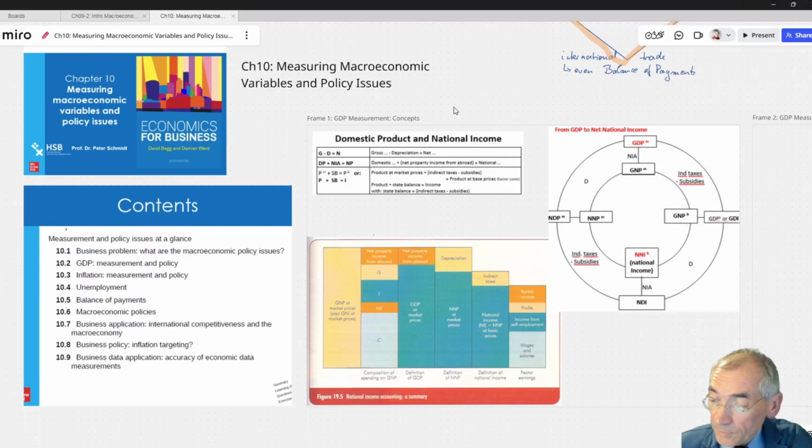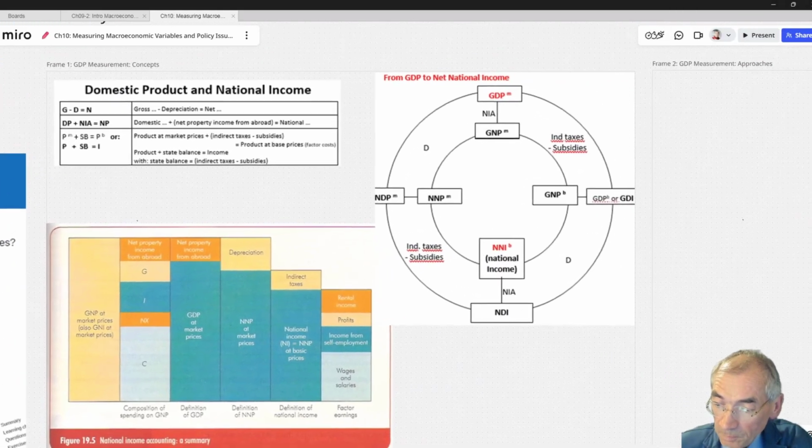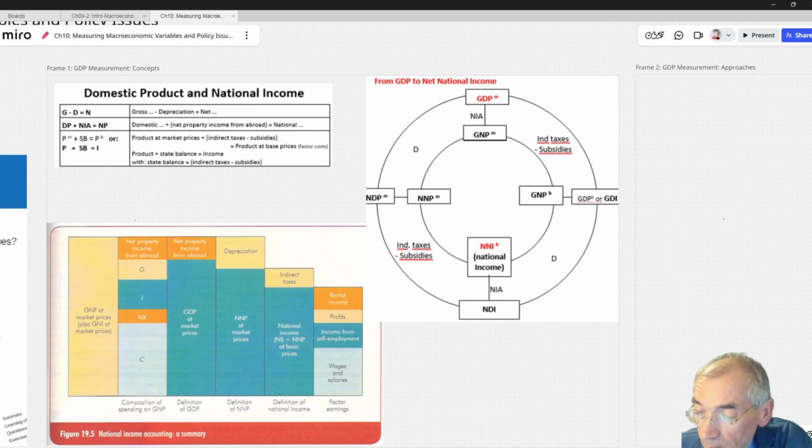These three graphs fill our first frame. And now we might ask ourselves, what is this about? We have the different definitions, and you might have come across some of these definitions: gross national product versus gross domestic product, so national versus domestic.